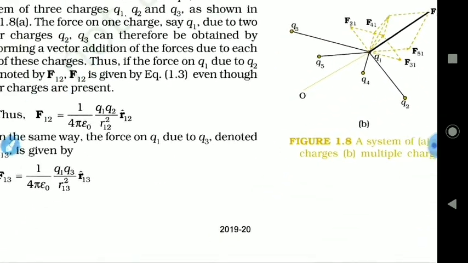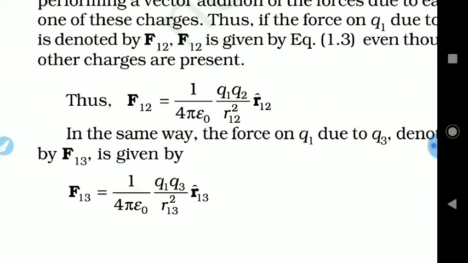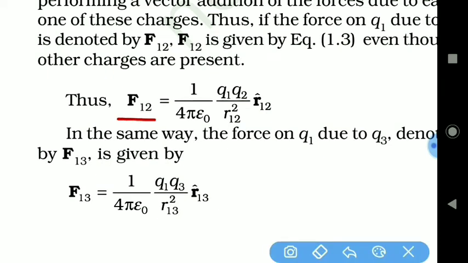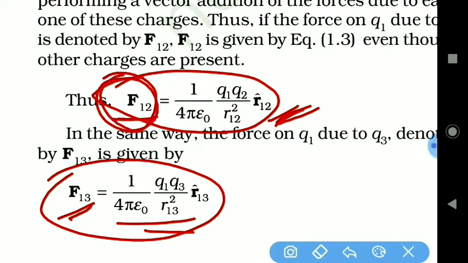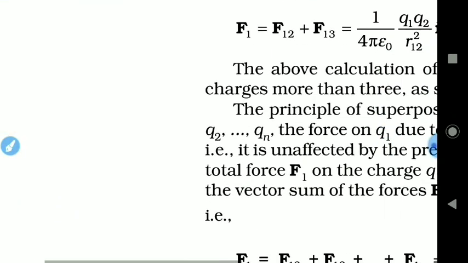You can see here, first the force on charged particle 1 by 2 is written, then the force on charged particle 1 by 3 is written. These formulas are not new for you. Here Coulomb's law is used, which we have studied earlier. This is the force on the first charged particle due to the second, this is the force on the first charged particle due to the third, and then the next step is to add them.